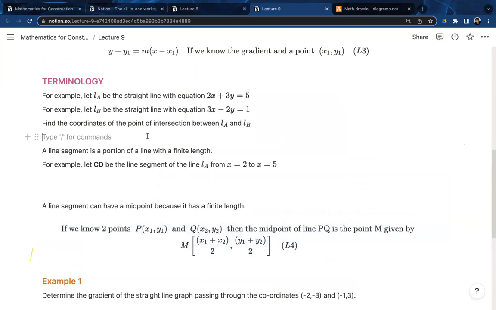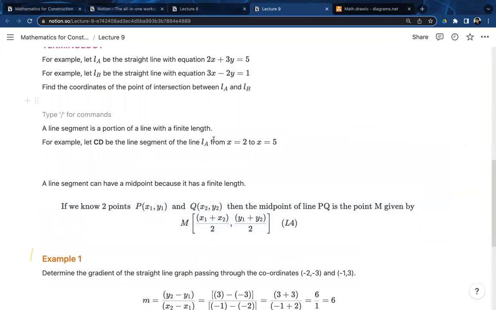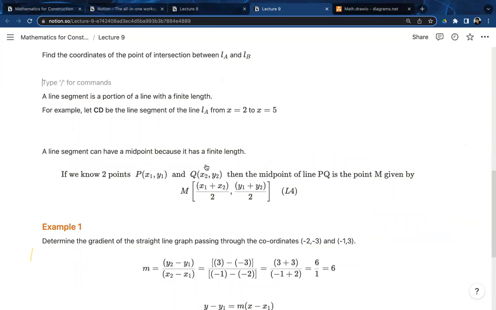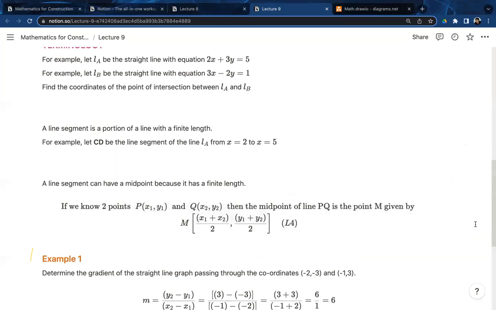So I'm splitting this up into pieces, right? And each time we have a discussion, we introduce a formula. So if you know 2 points P and Q, the midpoint of line PQ is another point, M, and these are the coordinates of M. The X coordinate is the average of the X coordinates of the 2 points, and the Y coordinate of the midpoint is the average of the Y coordinates of the 2 points, okay? That's our fourth formula here.